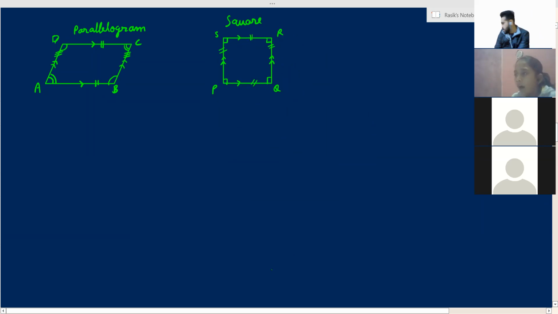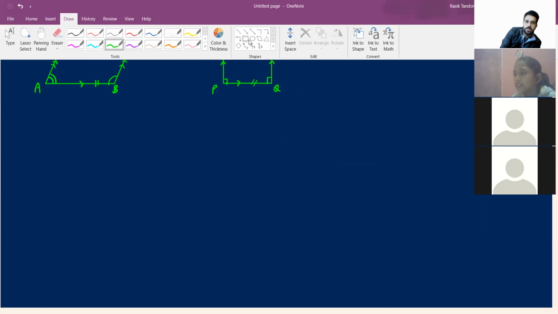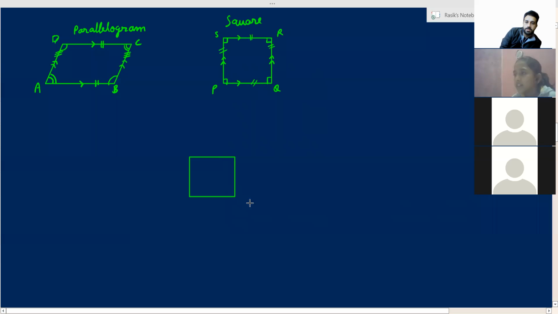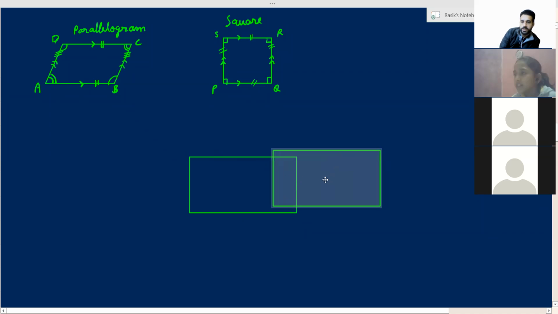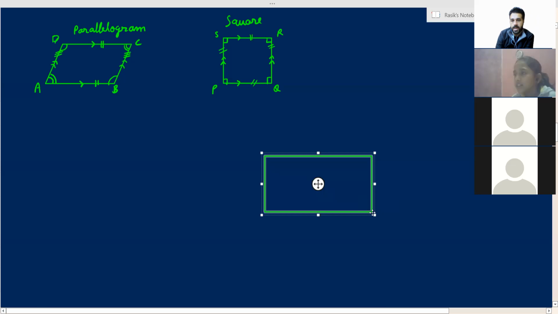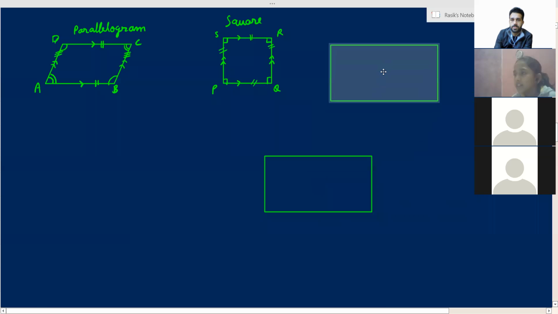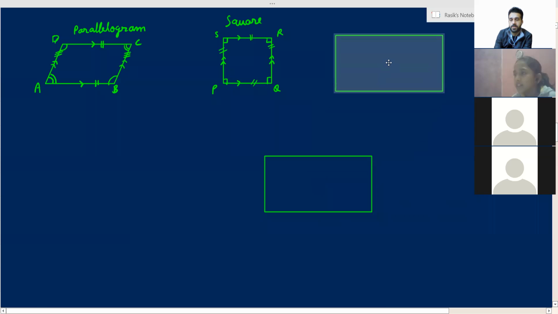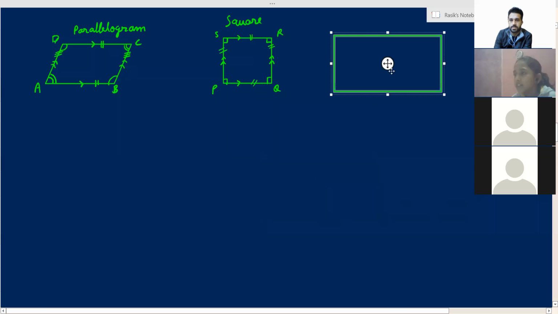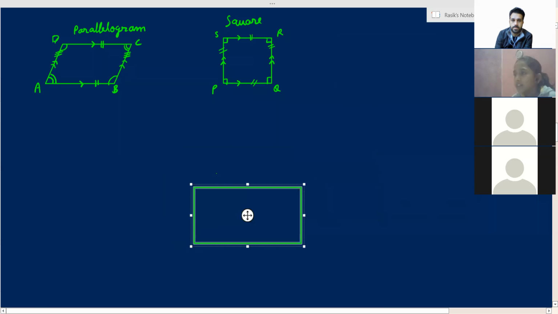Next shape is a rectangle. There is a relation between all these shapes. Actually, parallelogram is the father of all these shapes. Square is the grandson of parallelogram. Rectangle is the son of parallelogram. Rectangle is uncle of square. Square is nephew of rectangle. हाँ, इनमें रिलेशन है.